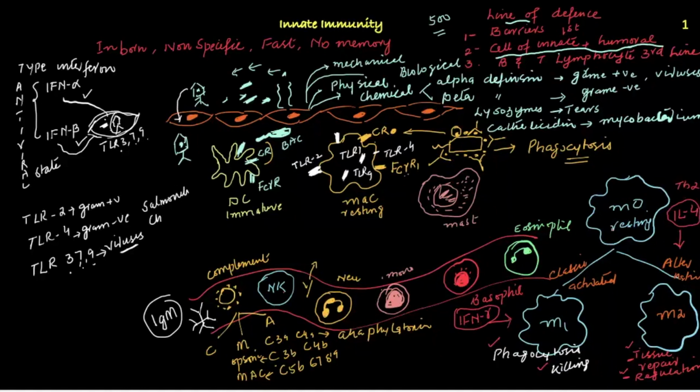So at the moment, what you need to remember is that the macrophages are mainly of two types, M1 type and M2. M1 helps in phagocytosis and killing, M2 helps in tissue repair and regulation.